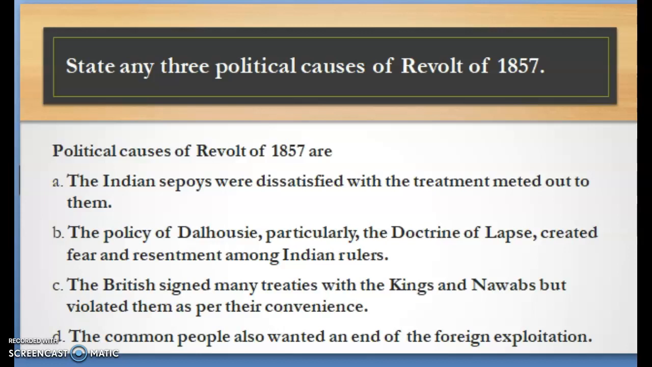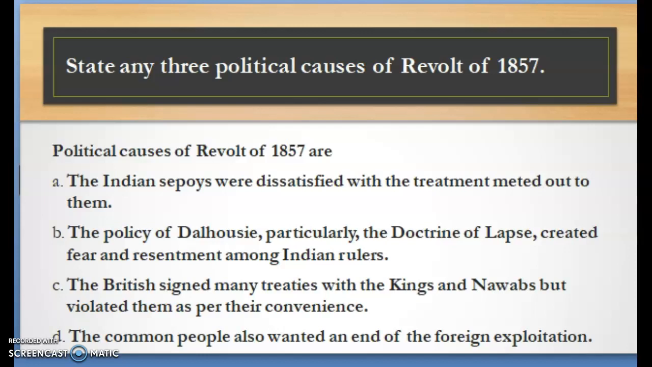The fourth point is the common people who wanted an end to foreign exploitation. The common people were highly dissatisfied. They were exploited by the Britishers and fed up with their policies, due to which they participated in the revolt. The condition of peasants was very miserable. They had to pay high taxes, and once they failed to pay, most of the time they were tortured or put in jail.